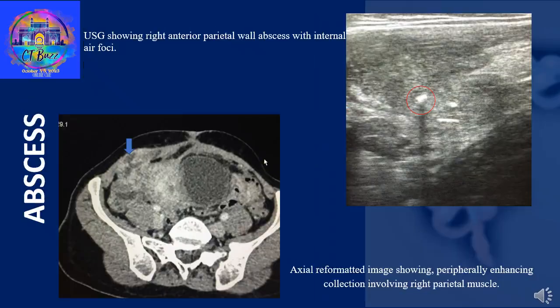Abscess formation was found in 5 patients, showing a peripherally enhancing collection. In the first ultrasound image, an anterior abdominal wall abscess is seen, showing bright echogenic air foci within. The second image of axial CT is showing an abdominal wall collection extending into the peritoneal cavity.